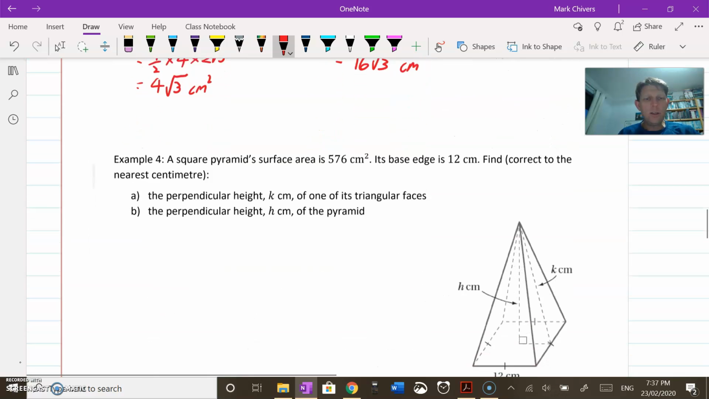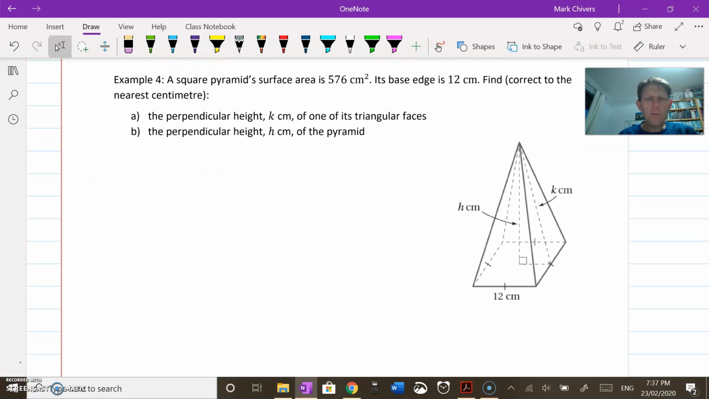All right, so moving on to example 4, we've got a square pyramid's surface area is 576 centimetres squared, and it has a base edge of 12 centimetres. And then we need to find the perpendicular height of one of the triangular faces and the perpendicular height of the pyramid.